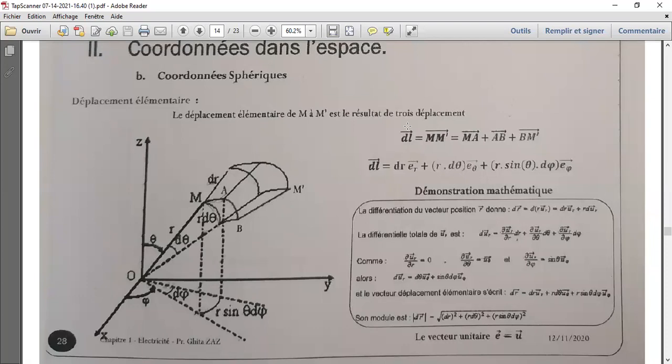I was saying on the displacement element, you're saying it's equal to M to A prime plus AB plus BM prime, right? Yes. Now when replacing there on BM prime of both r and theta d phi, how did that come about? How is it equal to that?